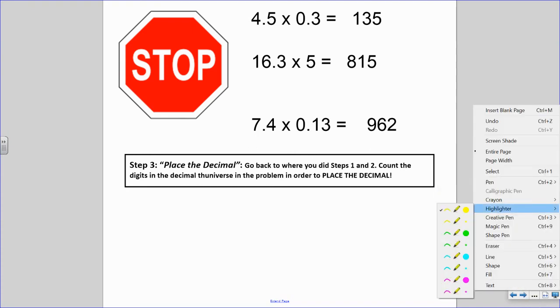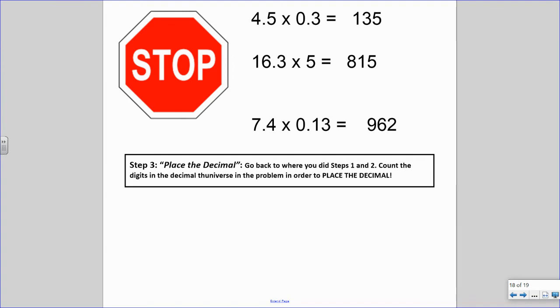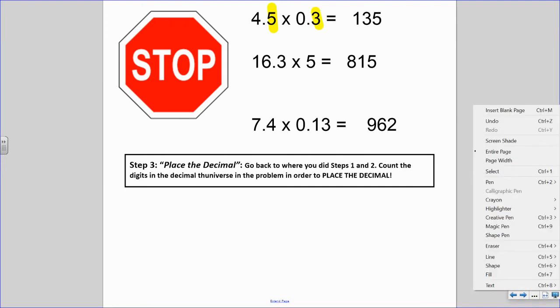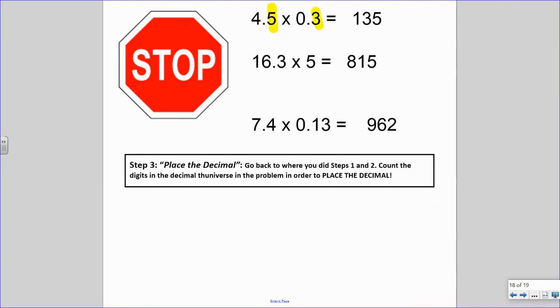All right. So our job is we need to figure out how many digits live in the Thuniverse for each problem. So here, the 5 and the 3 both live in the Thuniverse. So when I put my decimal point back in the answer, I need to know that there are 2 digits that are in the Thuniverse. So it's going to go between the 1 and the 3 to give us these 2 digits in the Thuniverse, the 3 and the 5. So your final answer would be 1 and 35 hundredths.